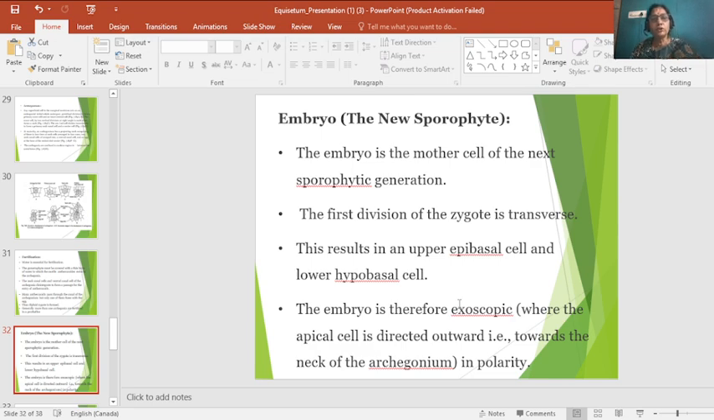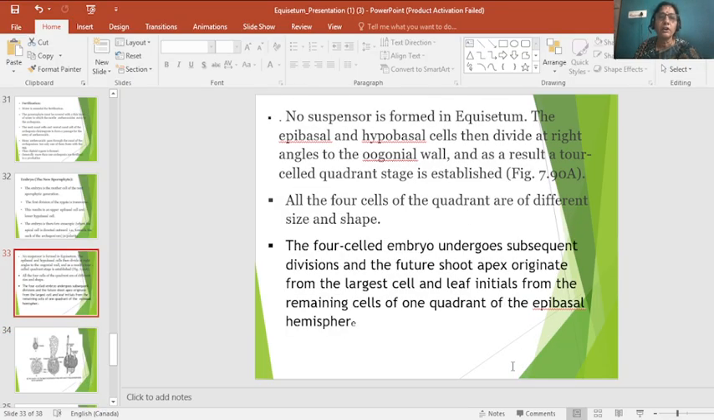The embryo is the new sporophyte, and the zygote is the mother cell of the next sporophytic generation. The first division of the zygote is transverse, resulting in an upper epibasal and a lower hypobasal cell. The embryo is therefore exoscopic, where the apical cell is directed outward towards the neck of the archegonium in polarity. No suspensor is formed in Equisetum.